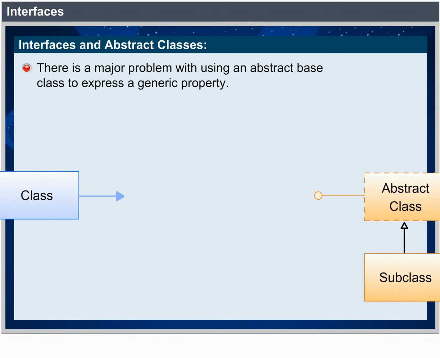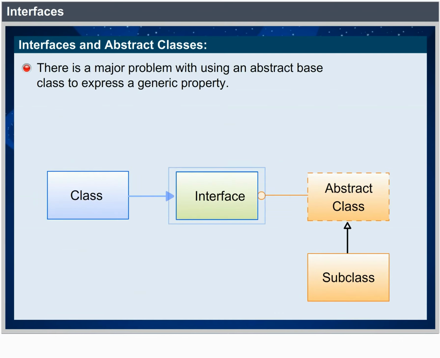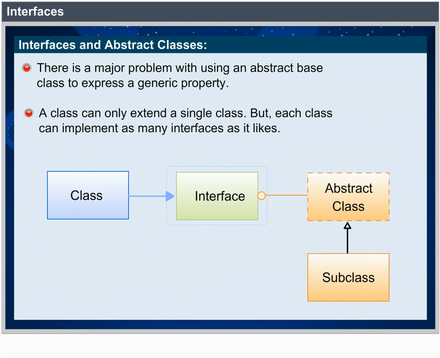Interfaces and abstract classes. There is a major problem with using an abstract base class to express a generic property. A class can only extend a single class, but each class can implement as many interfaces as it likes.